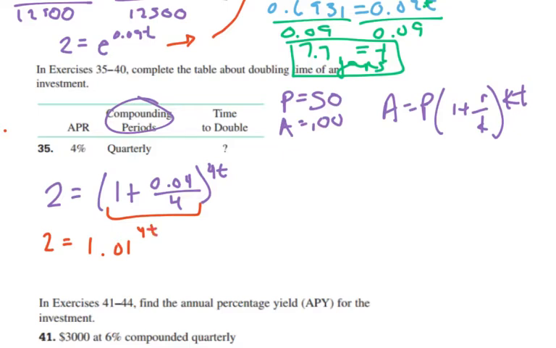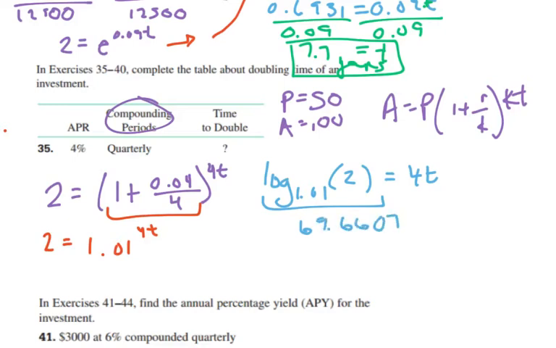So rewriting in log format, we have log base 1.01 of 2 equals 4t. That evaluated as a decimal gets us 69.6607. And then of course we solve by dividing by that multiplier. And so we end up with a time frame of 17.42 years.